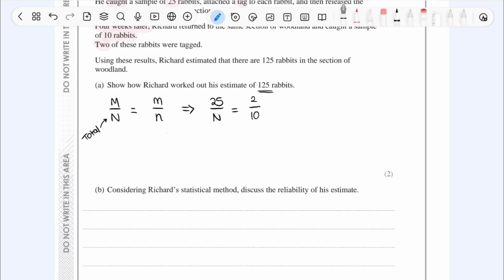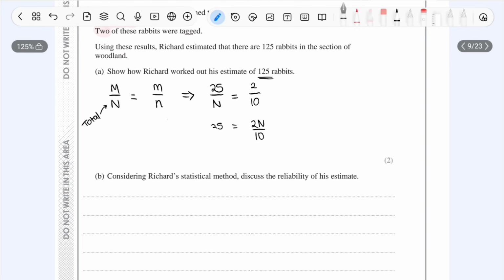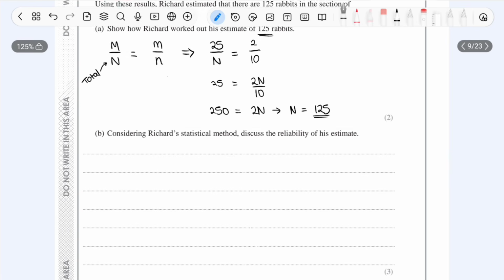So I'm going to cross multiply, and if I multiply both sides by n, I get 25 equals 2n over 10. If I now multiply both sides by 10, I get 250 equals 2n. And then if I divide both sides by 2, you get n is equal to 125. You can type this into your calculator to verify it. And that is part A done.